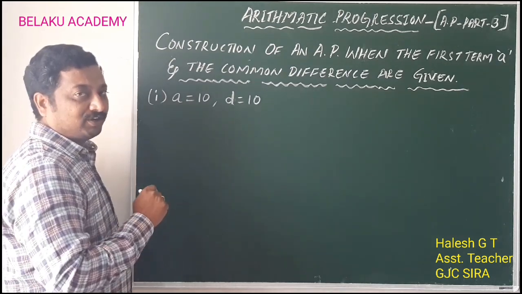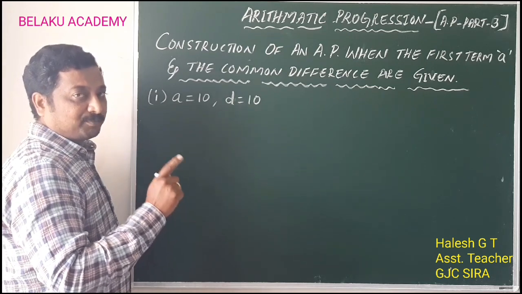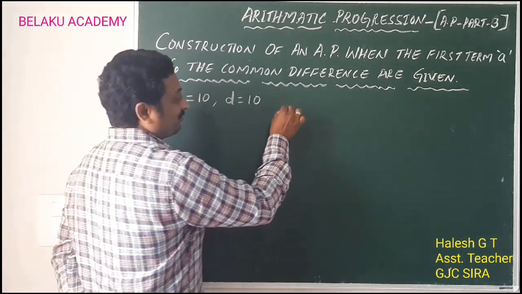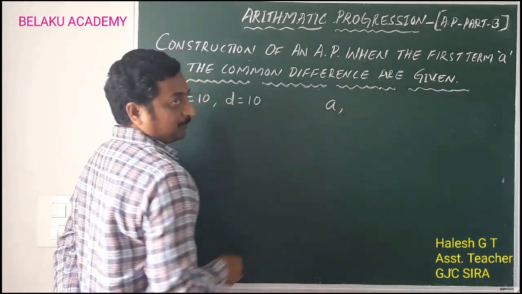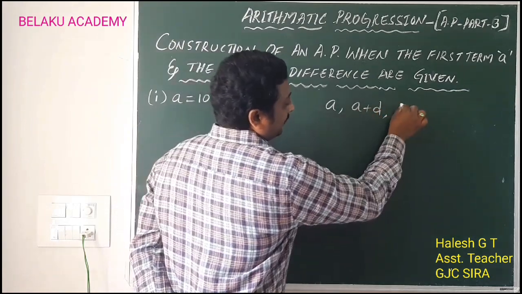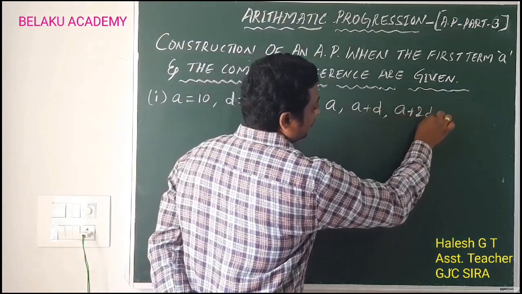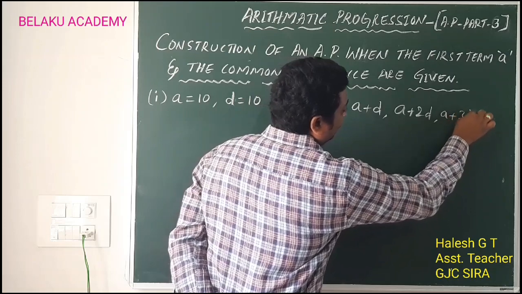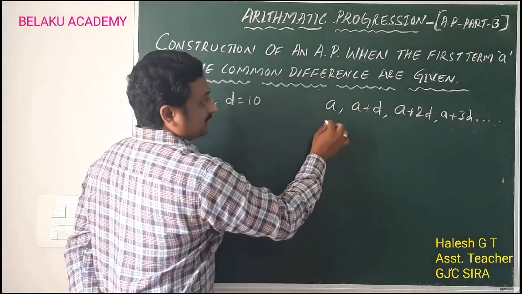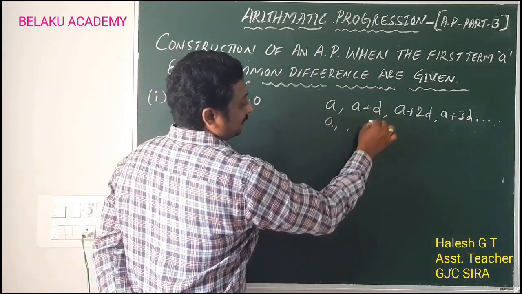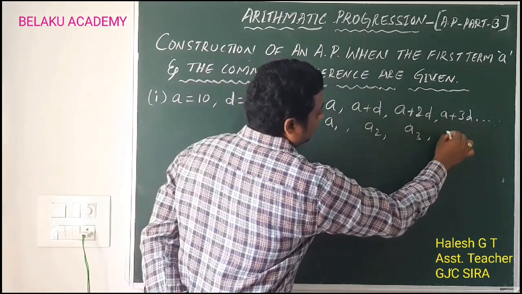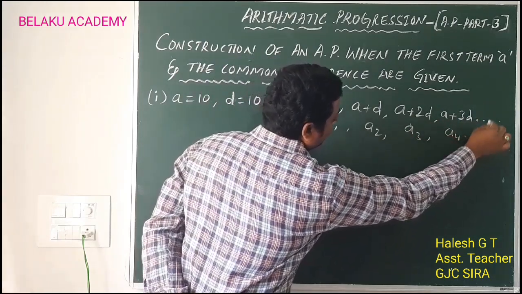In the last video, we have learned the general form of an AP. Let us recollect and write it here. So the first term will be A, the second term A plus D, A plus 2D is the third term and A plus 3D will be the fourth term and so on. So first term is written as A1, second term is written as A2 and third term is written as A3 and fourth term is A4 and so on.